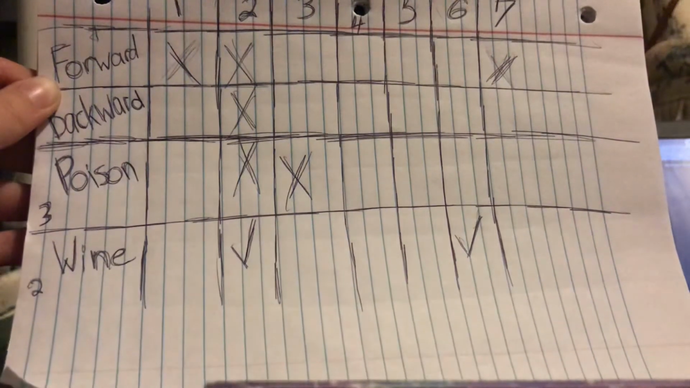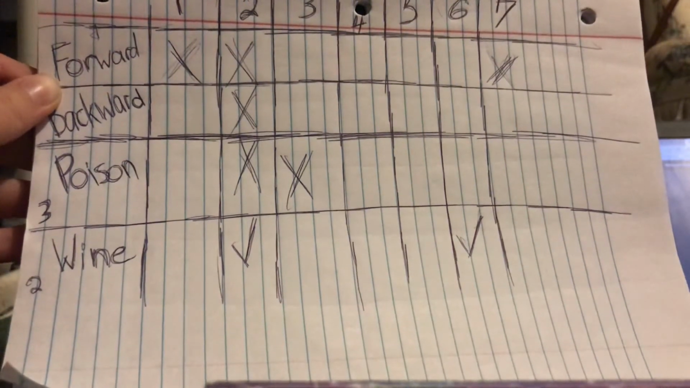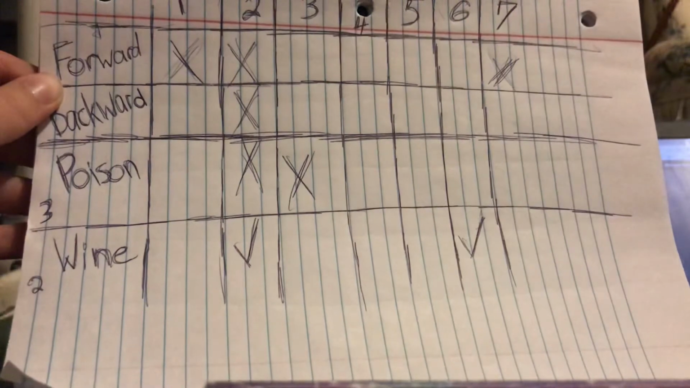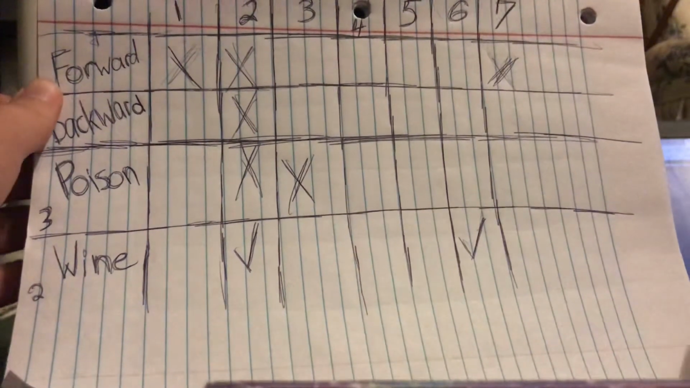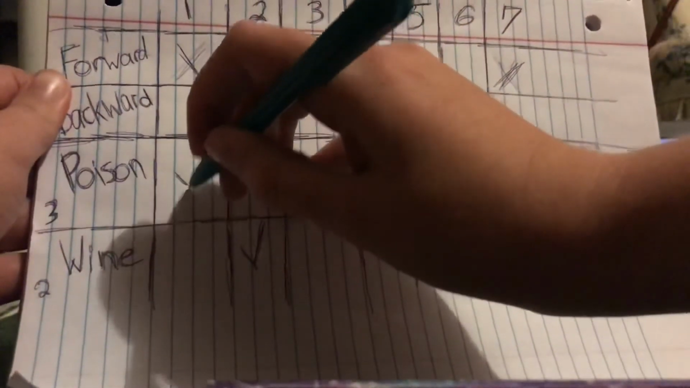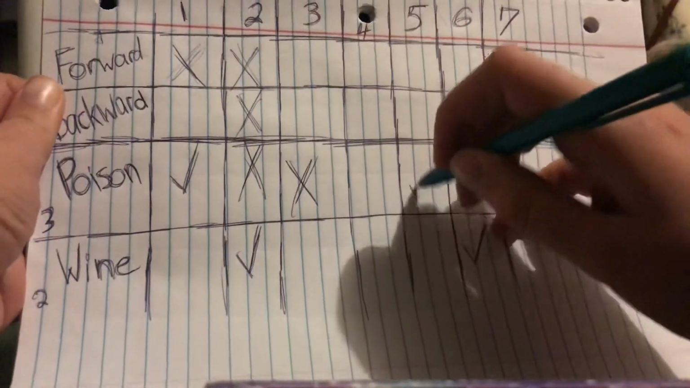So that lets us go back up to number 1, which deals with wines. And it says that the poison is on the left of the wine. So that means 1 and 5 are both poisons.